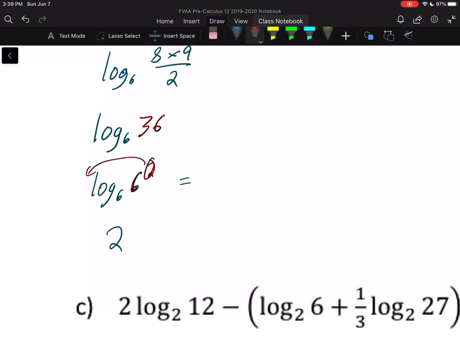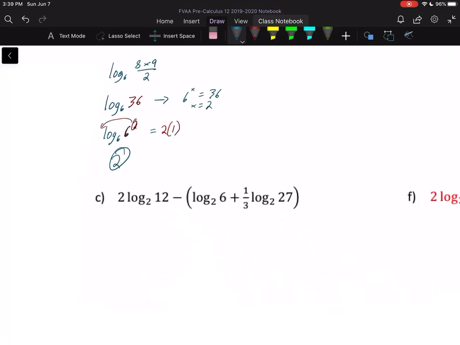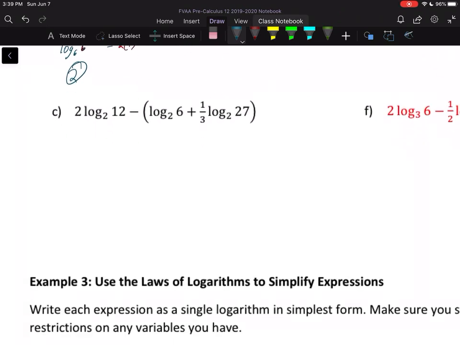So it'd be 1 times the 2 in the front. Okay, another way is here, change this into 6 to the x is equal to 36. So what would x equal? It's equal to 2, right? And so our answer here is 2. All right, same idea here.